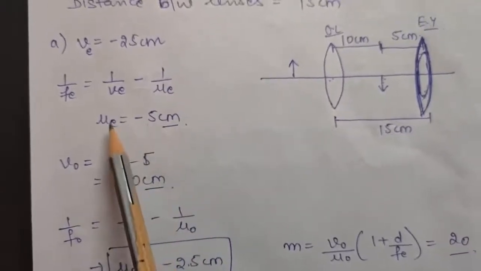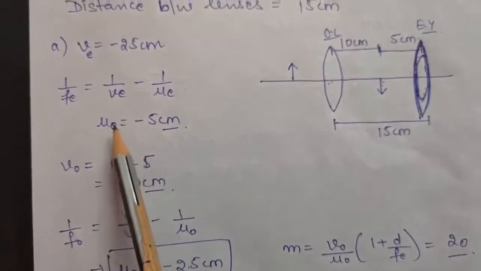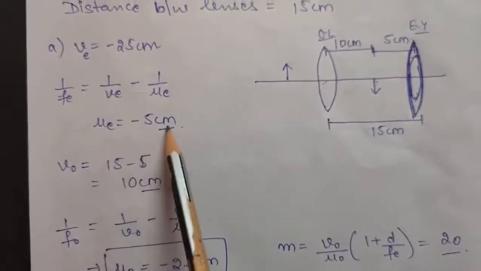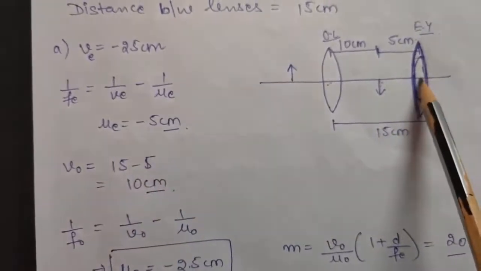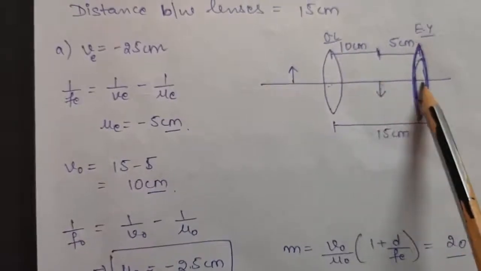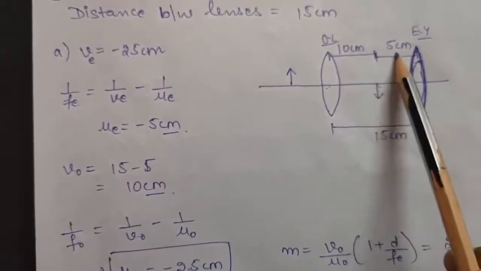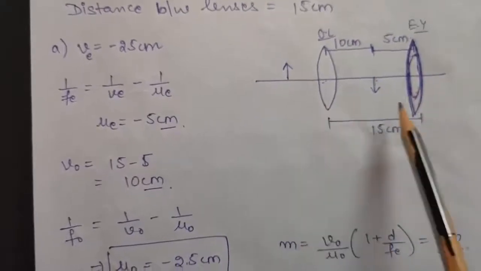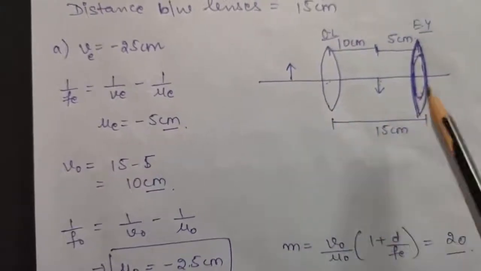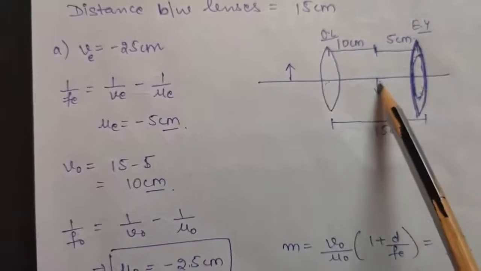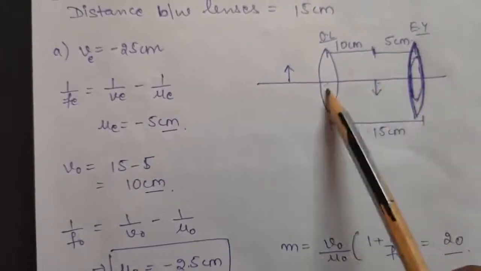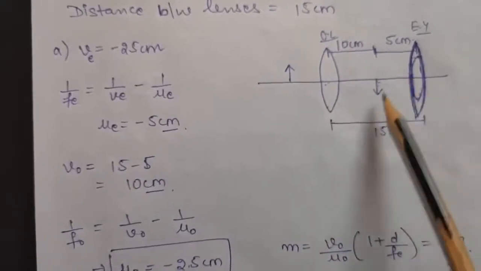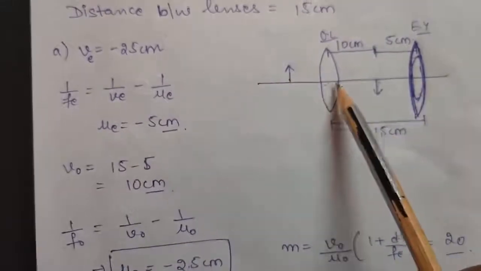So now that means the object for the eye lens is placed at 5 centimeters. So this is the eye lens and this will be the object and the distance will be 5 centimeters. So this is UE. Now clearly see here the distance between them is 15 centimeters. This distance, that is UE, is 5 centimeters. So this will be 15 minus 5, that is 10 centimeters.